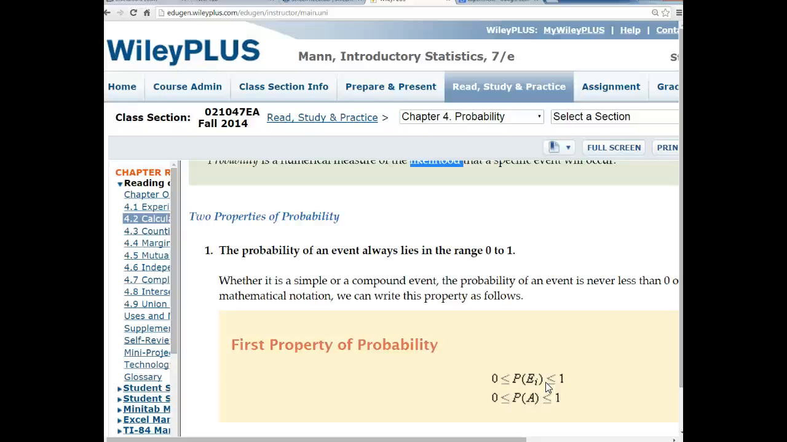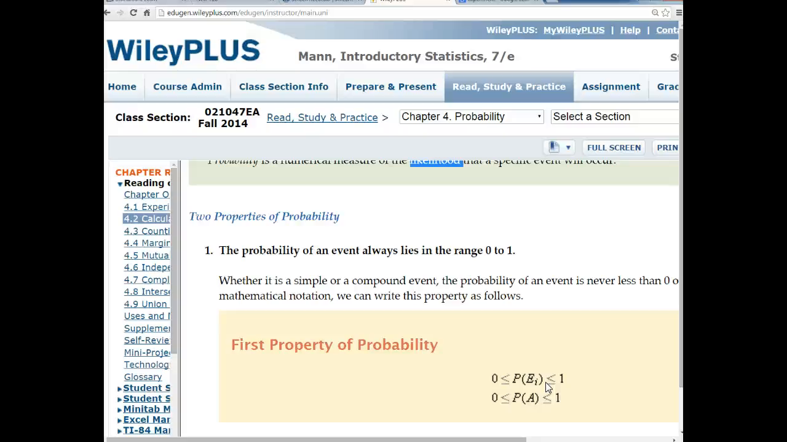Why? You're saying that it's never bigger than 1, for example. Why is that definitely true? Because for this to be bigger than 1 would mean that this is bigger than this, right? That would mean you have more elements in E than in the sample space, but you can't, because E is a subset of the sample space. You can't have more elements there than here. So this will never be bigger than 1.